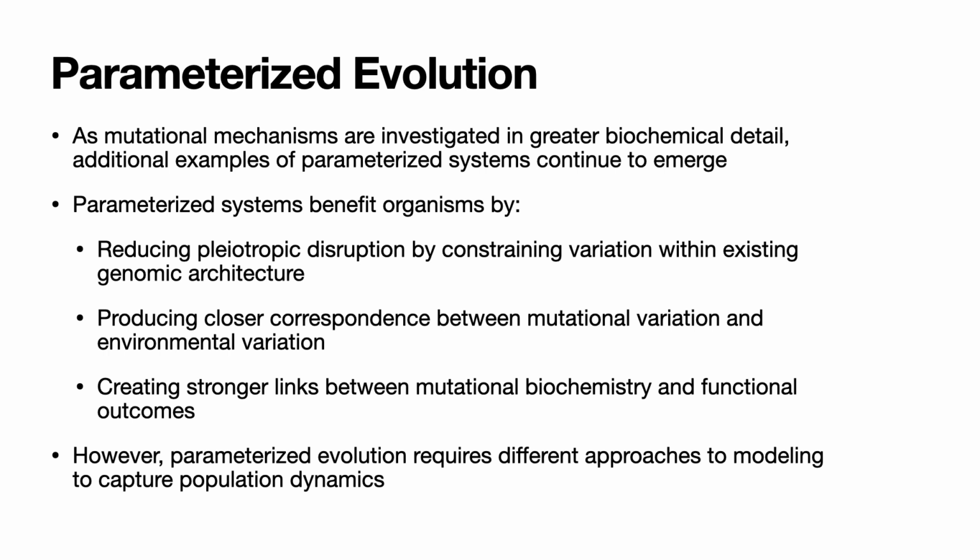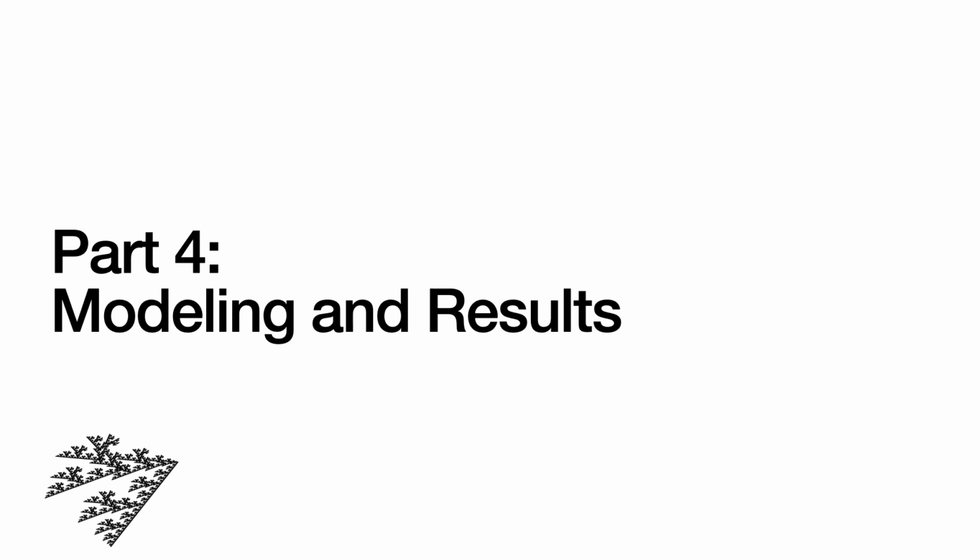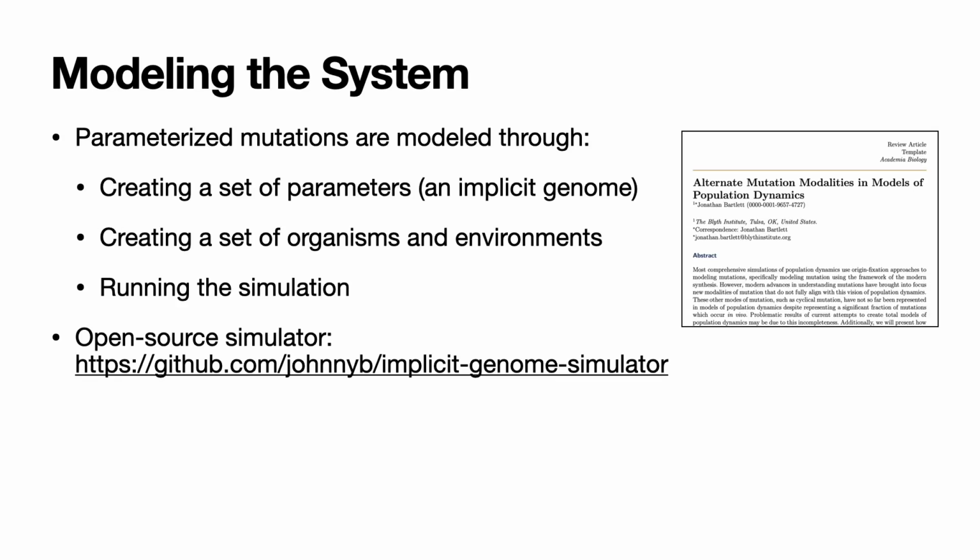However, parameterized evolution requires different approaches to modeling in order to capture population dynamics. So next I want to talk about modeling. So how are we going to model parameterized mutations? Well, we're basically going to create a set of parameters. We're going to create an implicit genome, and we're going to create a set of organisms that have values for those parameters. And then we're going to create a set of environments that have how those values map to fitness within that environment. And so if you're interested in running this yourself, I have the link to the code below, and you can check it out yourself.